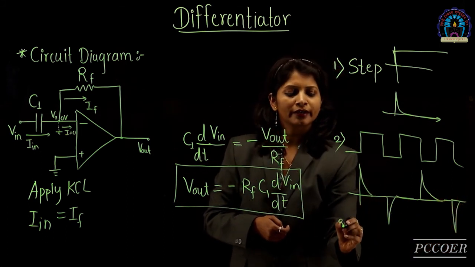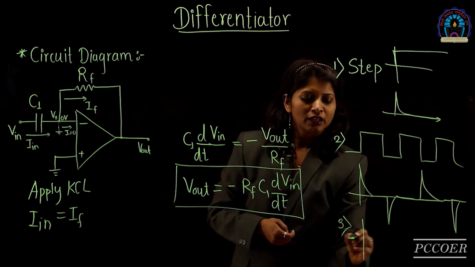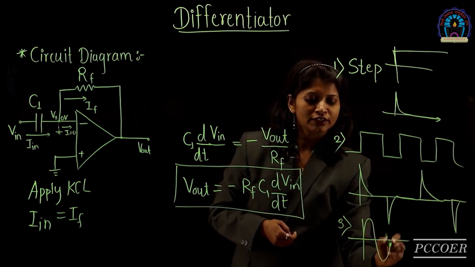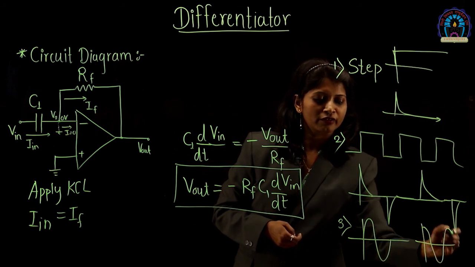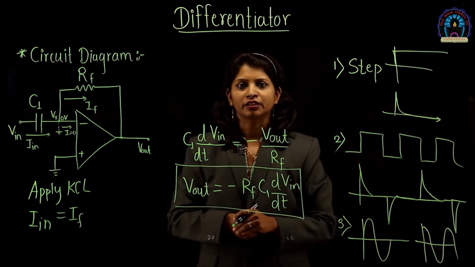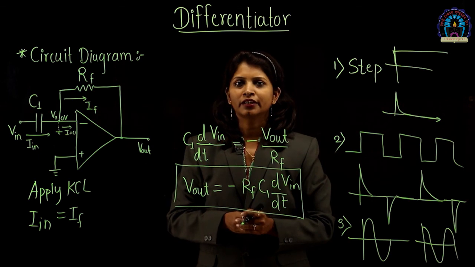Similarly, if we apply a sine wave, then the differentiation of a sine is the cos. So we will get the cosine wave at the output of the differentiator. So here we have studied the differentiator with its input and output waveforms.